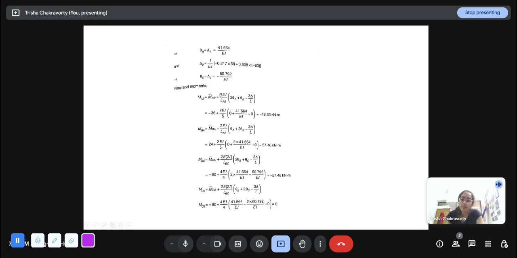And my final end moments, we know the formula. MAB is MAB bar plus 2 EI by LAB into 2 theta A plus theta B minus 3 delta by L. Delta is 0 here. So we get this. Similarly, we get MBA, MBC and MCB. So from that, we have all the end moments. If you want to draw the bending moment diagram, we are going to go for a linear superposition.